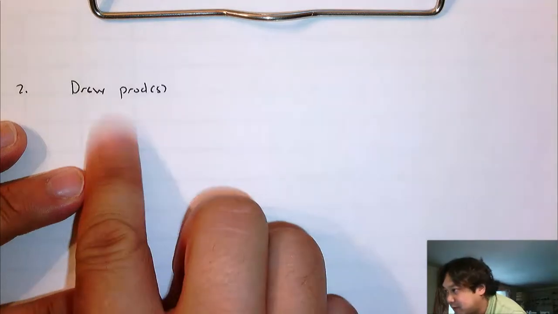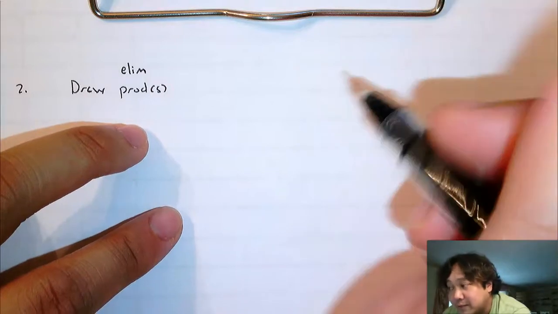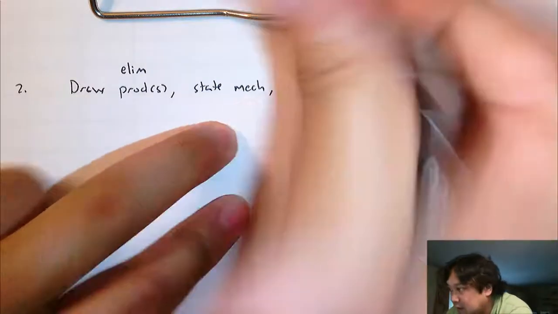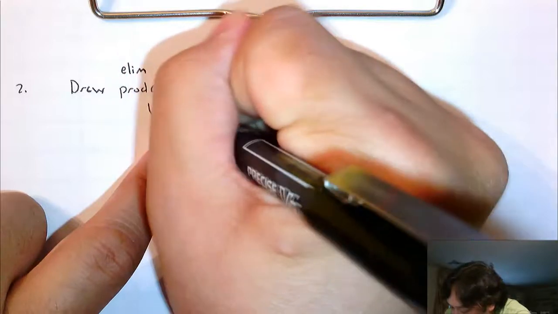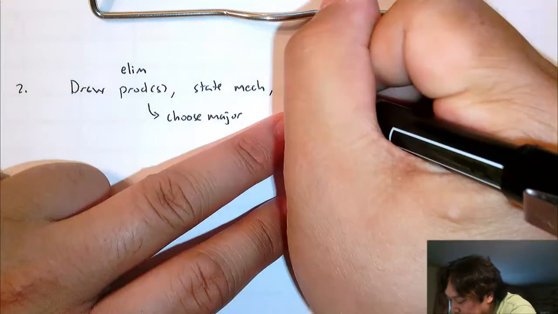Problem 2 for problem set 2 is this. Draw the products. I will tell you that, or in this problem they're telling you that they only want the elimination products. Although you could get substitution, but we're not worried about that in this problem set. State the mechanism. Okay, and you know that as either E1 or E2. And then, oh man, if we're going to draw multiple products, I think we should also choose the major. State the mechanism, and then draw the mechanism.